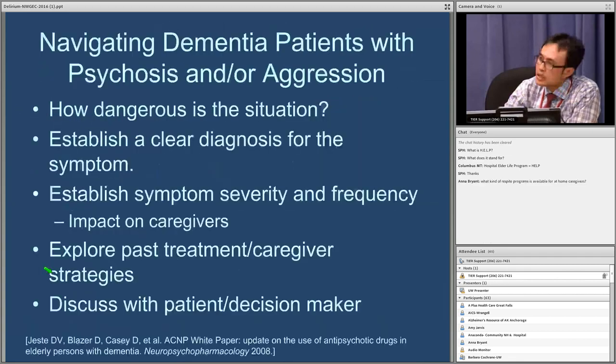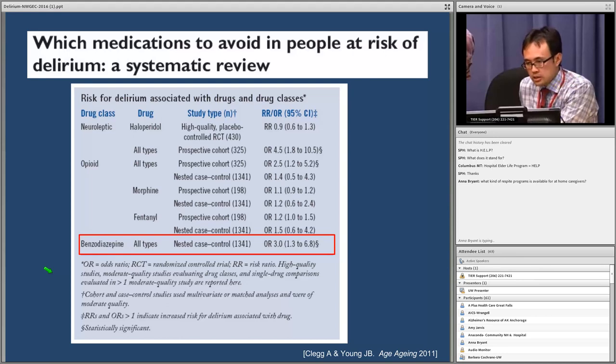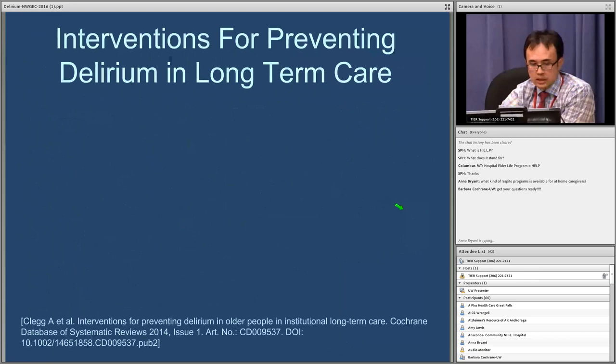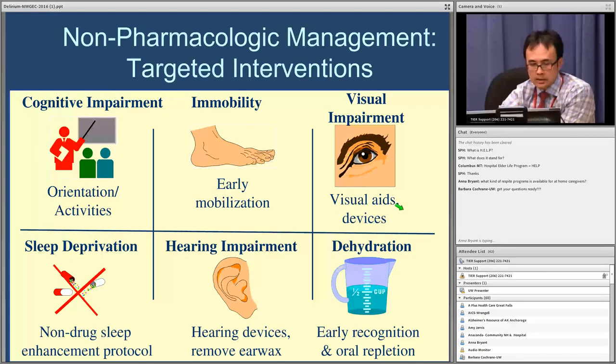So the question from one of the audience is to please review what HELP stands for. It stands for Hospital Elder Life Program, and it's the non-pharmacologic interventions that we had talked about. Let me advance my slides to get there. And there are six of them, and they are these six.